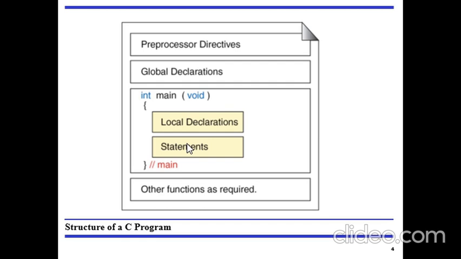Before execution, the header file is linked to the program. Every program has only one main function. The main function has two parts: local declaration and statements. Next, there are two types of declaration: local variable and global variable. A local variable means the value is accessed inside the block. A global variable means the value is accessed outside the block. Next is the user subprogram section, where functions declared by the user are placed as needed in the program.